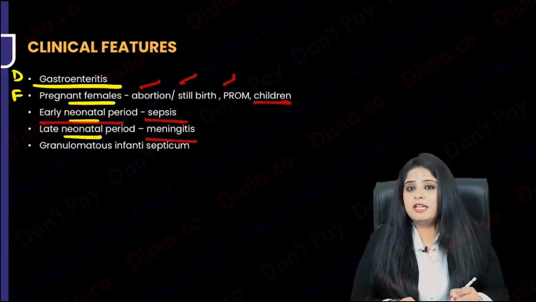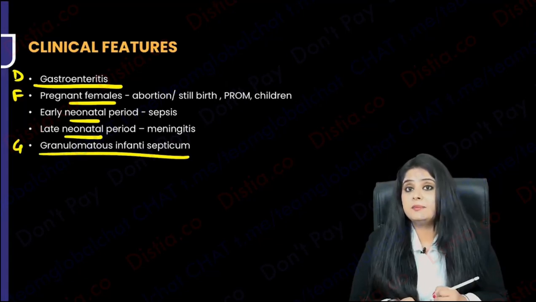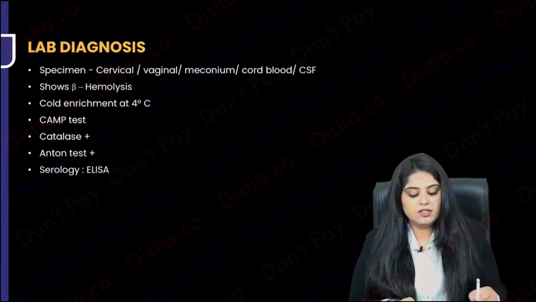Babies will have sepsis, meningitis, and G. As I told you, babies can have granulomatosis infantisepticum also. So that mnemonic is beautiful. How do you do the lab diagnosis? Again, what sample will you take?